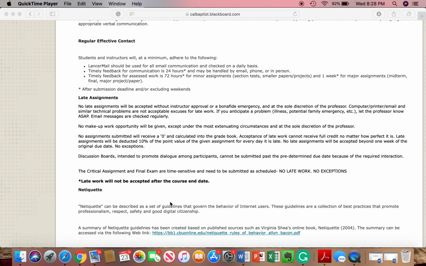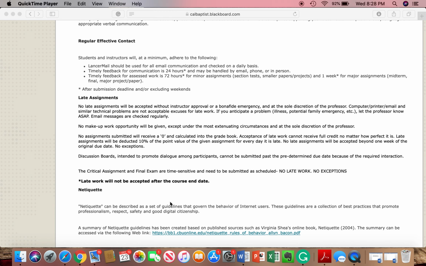If you anticipate a problem, illness, potentially a family emergency, etc., let your professor know ASAP. Email, message, or checked regularly. No make-up work opportunity will be given except under the most extenuating circumstances and at the sole discretion of the professor. No assignment submitted will receive a 0 and will be calculated in the gradebook. Acceptance of late work cannot receive full credit no matter how perfect it is.